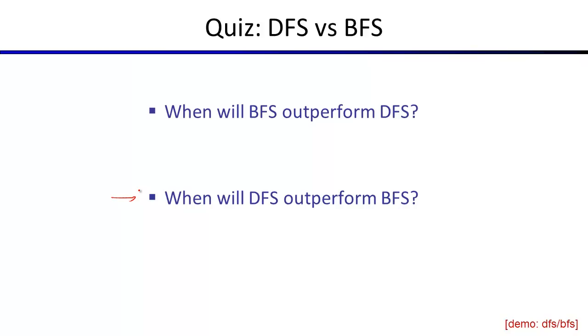Another case where DFS could outperform BFS is if you run into memory limitations. We saw that for breadth first, the amount of memory you need is exponential in the depth that you're at, whereas for depth first search, that's not the case. So memory limitations could make DFS your algorithm of choice.